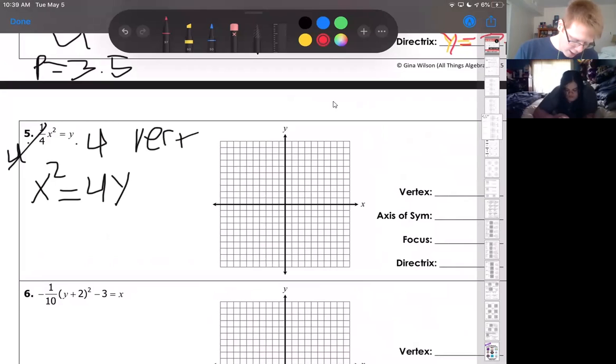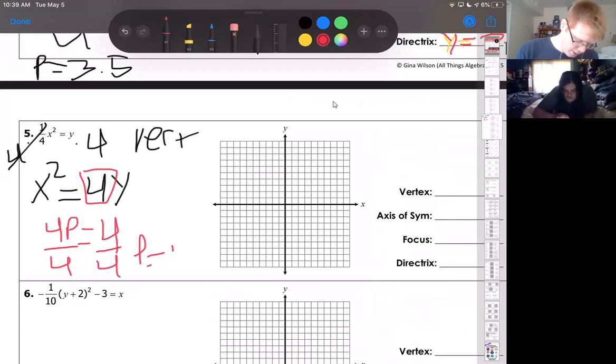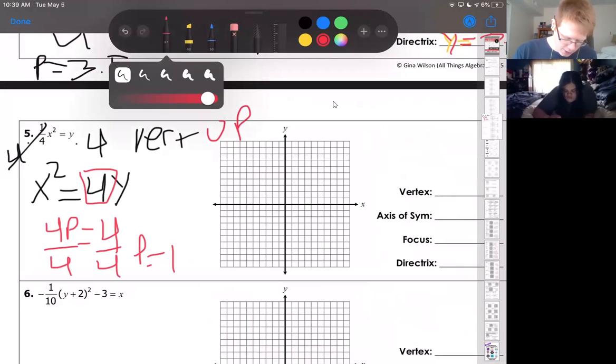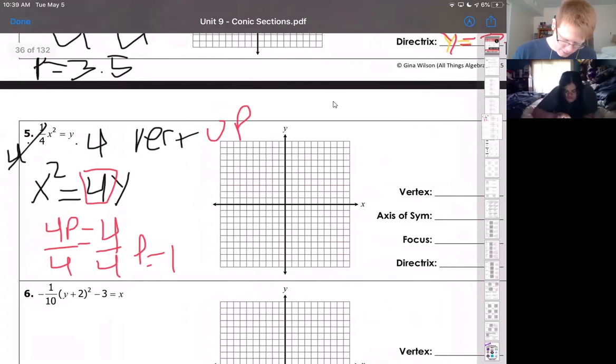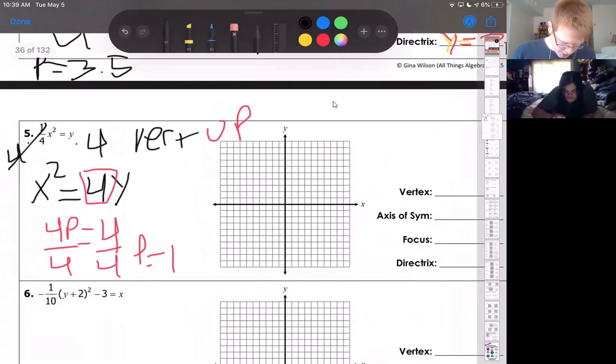To find our p-value, remember this is your 4p part. You would just get that your p is 1. So that means it opens up. Your vertex would just be, since there's nothing with your x, there's nothing with your y, 0, 0. That means your axis of symmetry, since it's vertical, is going to be a vertical line, so that would be x equals 0.